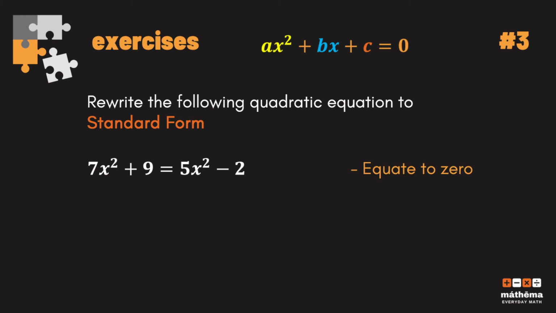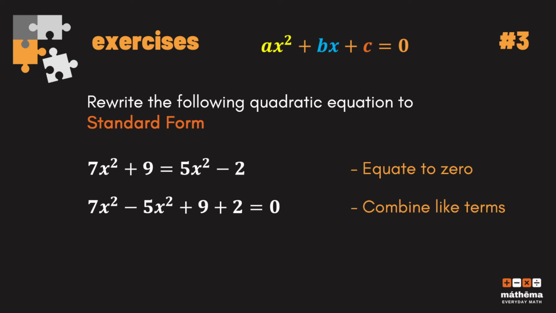Step number 1, equate to 0. So we just simply move our 5x squared minus 2 to the other side of the equation. So that will become 7x squared minus 5x squared plus 9 plus 2 is equal to 0. Next step, combine like terms. So we'll combine terms that are alike. What are those terms? We have the 7x squared and the 5x squared. We have 9 and we have 2. So once we combine them, 7x squared minus 5x squared will give us 2x squared. 9 plus 2 will give us 11 is equal to 0. And that will be our final answer.